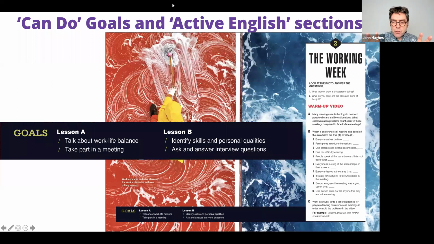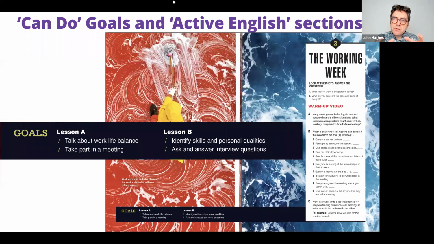Now, I want to draw your attention to the screen. You can see there the goals bar. At the bottom of the opening part of the unit, there's a bar that says goals, lesson A, lesson B. And I've just made it larger for you on the screen there. Now, as Lewis said, each unit has 2 lessons. So the goals in lesson A are to get the students talking about work-life balance, to use the vocabulary for talking about work, and also to take part in a meeting.